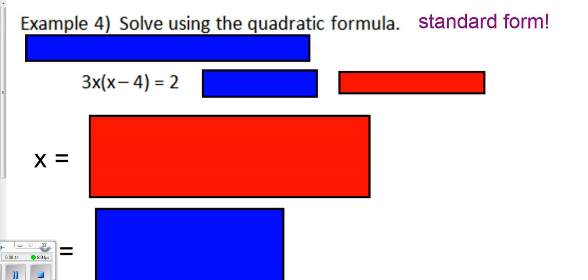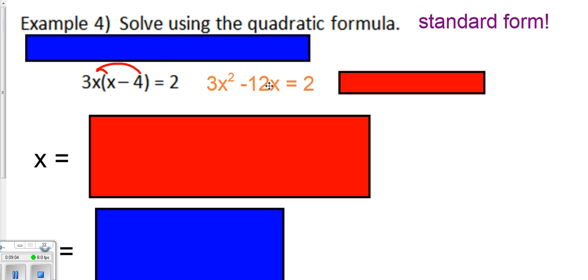Last example, example 4. We're going to use the quadratic formula yet again. We need to get it into standard form. This one gave it to us in a factored form. So how do we solve this out or undo this? We'd have to use our distributive property, 3x times x, and 3x times minus 4. That's going to leave us with 3x squared minus 12x. All of that equals 2.